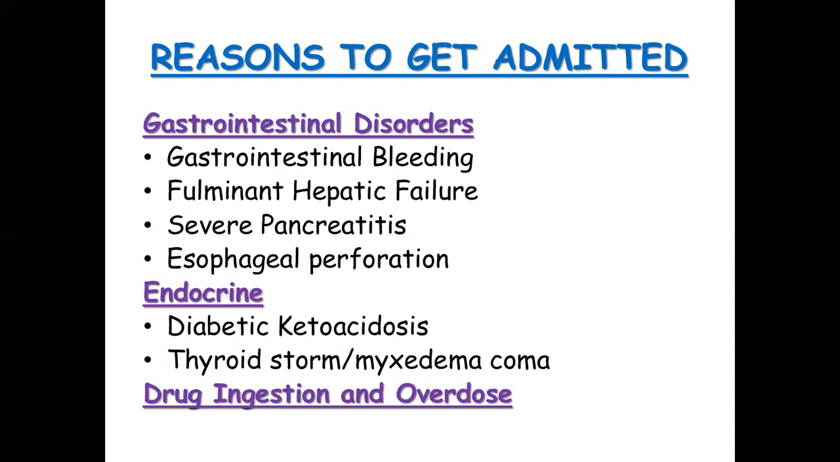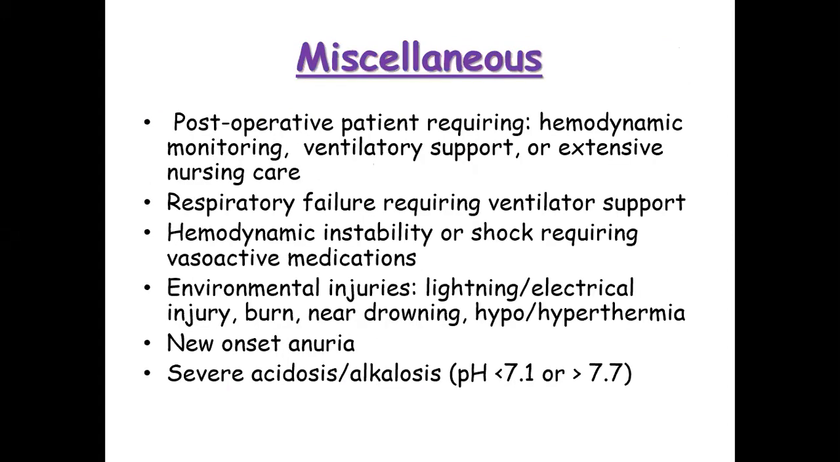But in our hospital, only a surgical intensive care unit is present, no medical ICU is there. So we receive all kinds of patients in our ICU. Drug poisonings like OPP or Blackstone poisoning also get admitted into the surgical intensive care unit. Post-operative patients sometimes need hemodynamic monitoring, ventilator support, or extensive nursing care because of prolonged surgery or surgery of a major organ, so they are sent to the surgical intensive care units.